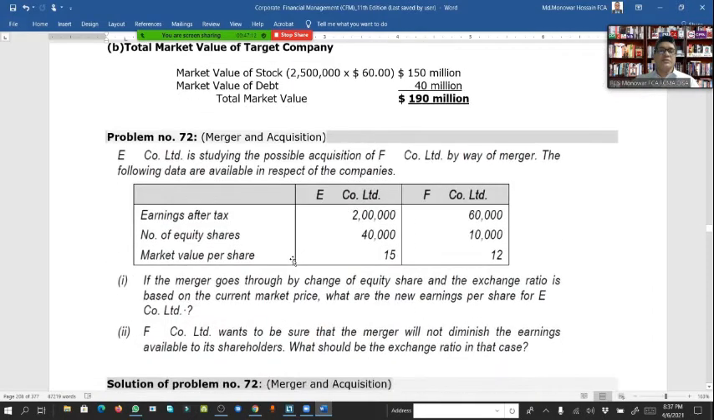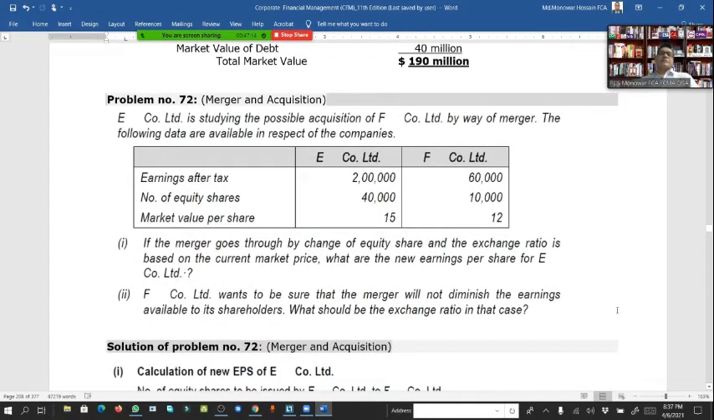Key point: because of this 35, that means 35 million has to be paid for the liability. So, another one, look here. That type of question sometimes comes in your CS exam. Look here, merger and acquisition, Problem 72. It means we have already completed 71 questions. So now 72; all questions are serial here. E Company Limited is studying the possible acquisition of F Company Limited by way of merger. The following data are available in respect of the companies.